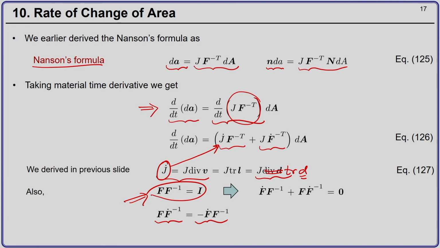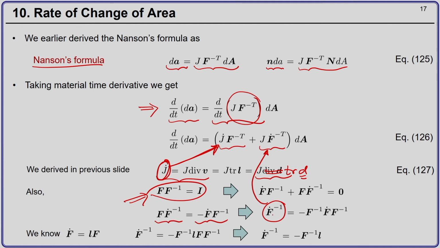So, if I use both of them, okay. From here, F dot inverse is nothing but this kind of quantity over here, and now I can substitute J dot here. I can further simplify F dot inverse.